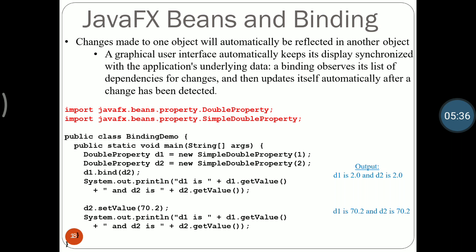With the binding, d1 will change automatically when d2 changes. As we can see in another line, d2.setValue(70.2) means we are setting d2's value to 70.2, so automatically d1 will change and it will become 70.2. So our output will be d1 is 70.2 and d2 is 70.2.